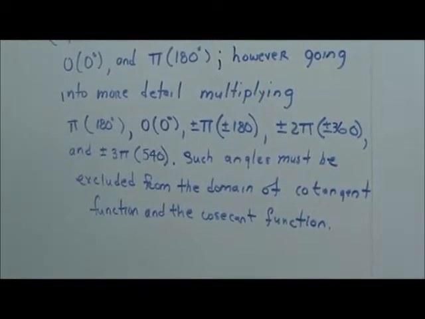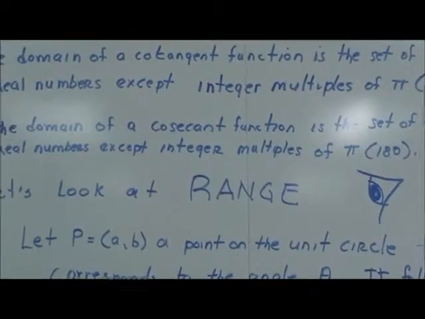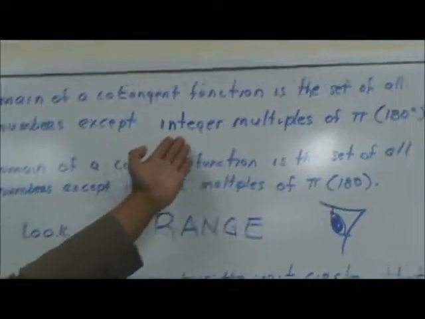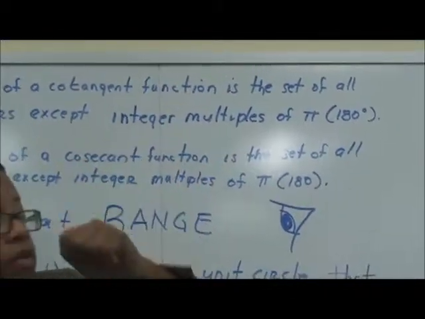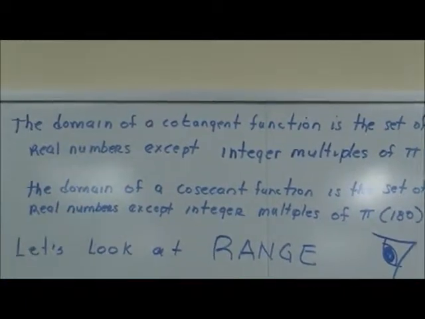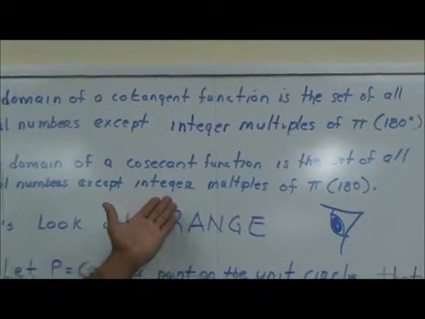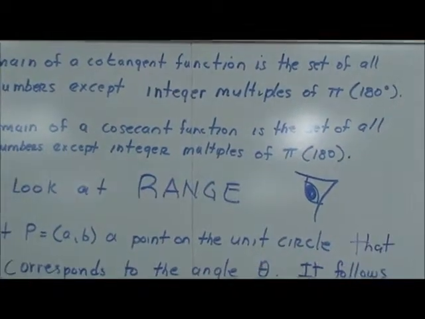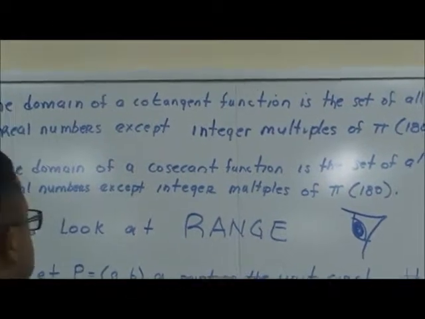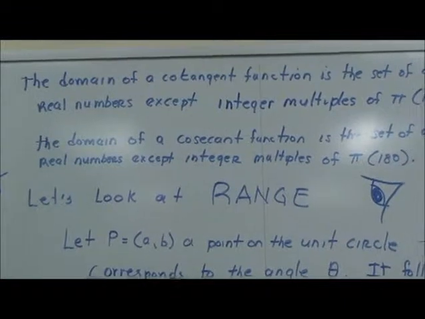Now, we talked about the domains of these functions. Let's discuss cotangent. The domain of a cotangent function is a set of all real numbers except integers which are multiples of pi, 180 degrees. The domain of a cosecant function is a set of all real numbers except integers or multiples of what? Pi or 180 degrees. Now let's look at the range of these things. Let's look at the range.